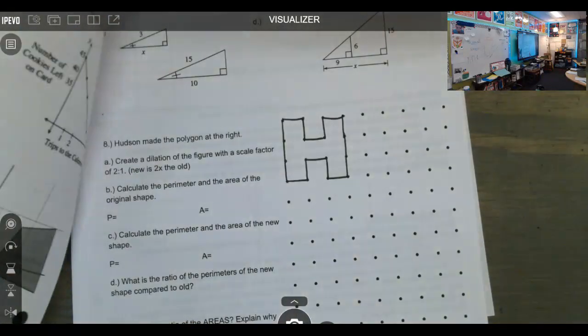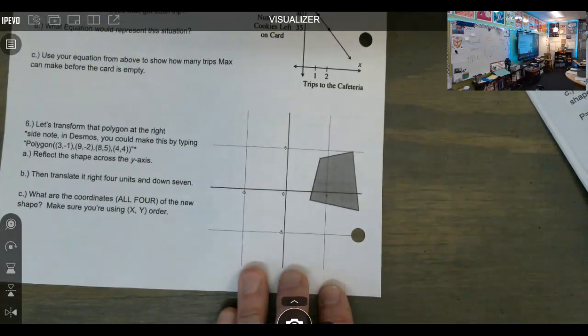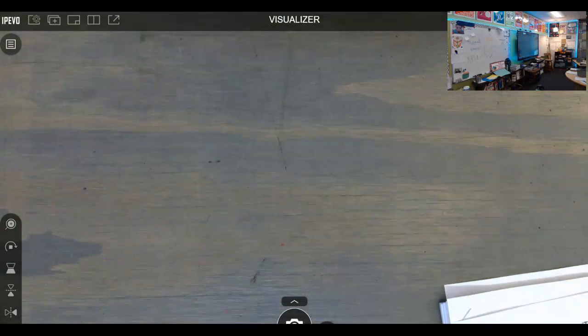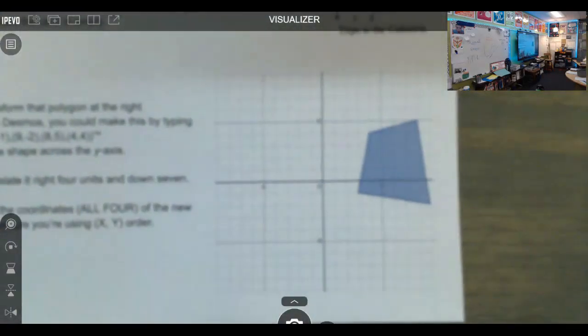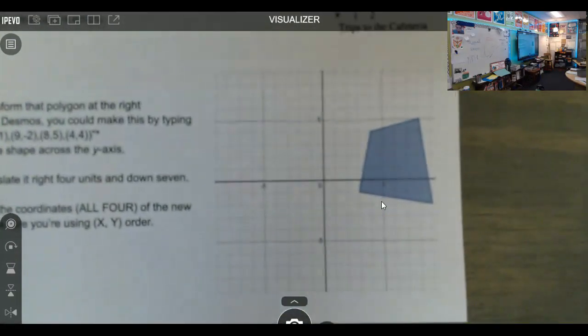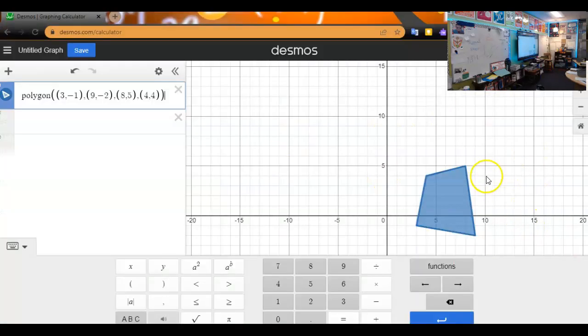Look at number 6. It looks like this. However, what my printout made it look like it was going to look like for you guys is this. Oh, it only shows squares. I know. And what my document was supposed to make it look like was this.